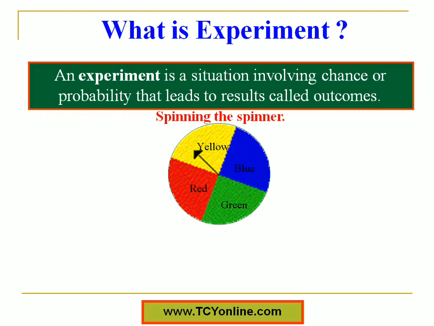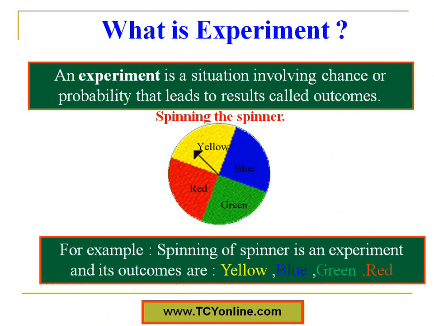For example, I have a spinner which is divided into 4 equal sections of different colors. That is yellow, blue, green and red. Now I spin the spinner. Spinning of this spinner is called the experiment, while landing on yellow, blue, green or red section is called the outcomes.